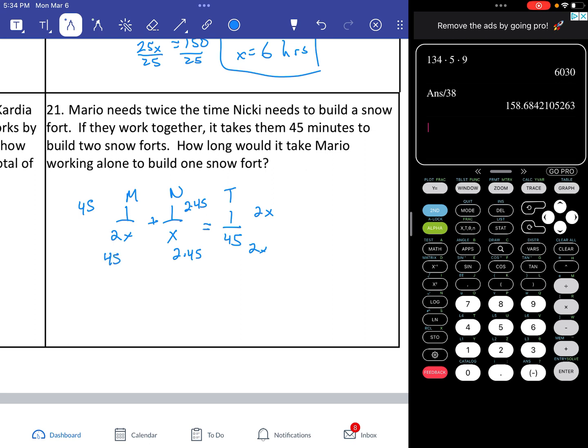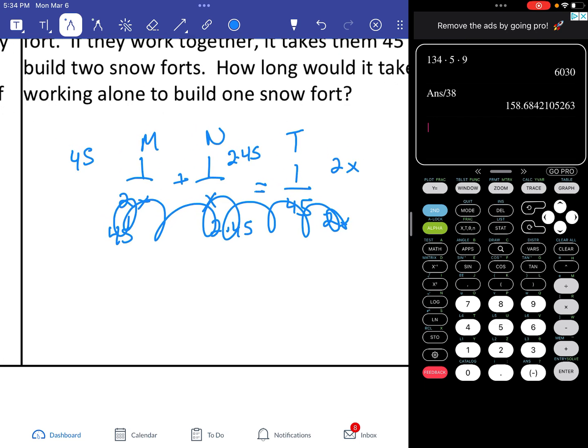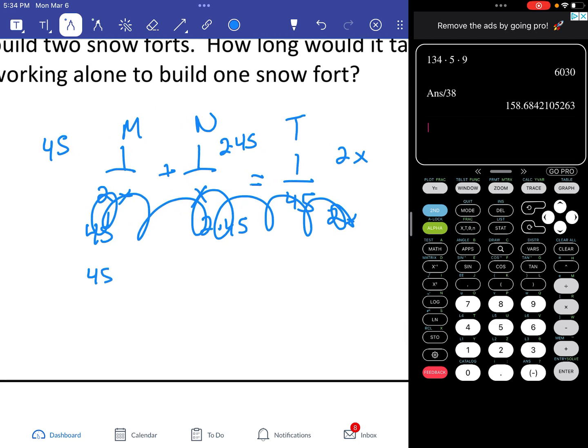So now every denominator has 2x and 45, so we can get rid of these. So we have 45 on the top plus 2 times 45 is 90 equals 2x times 1 is 2x. So 90 plus 45, 135. Divide both sides by x.